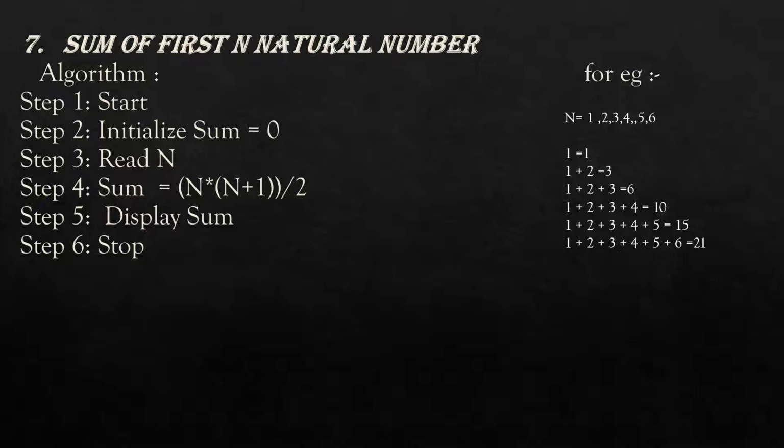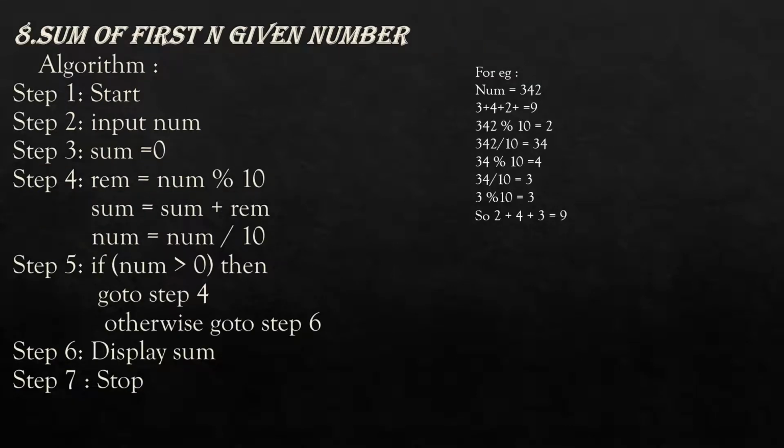Eighth is sum of digits of a given number. For example, if a user enters 342, we need to do the sum of 3, 4, 2. The 3 plus 4 plus 2 is equals to 9.